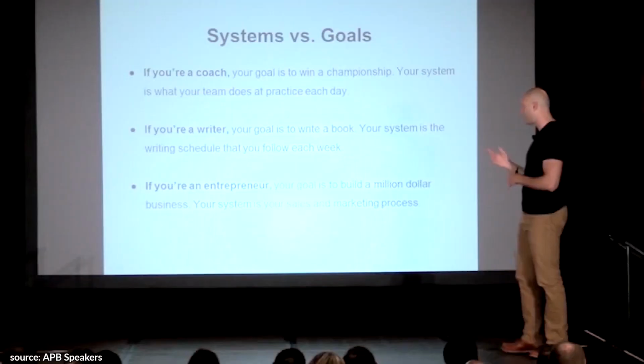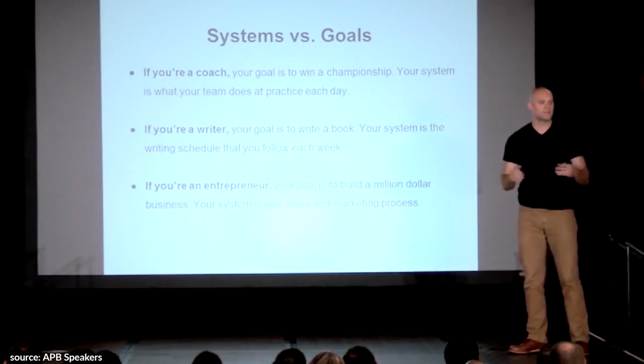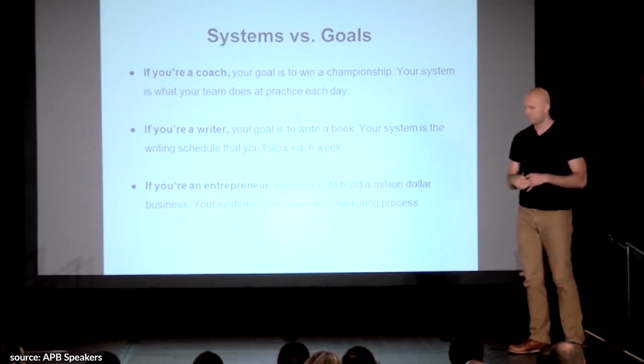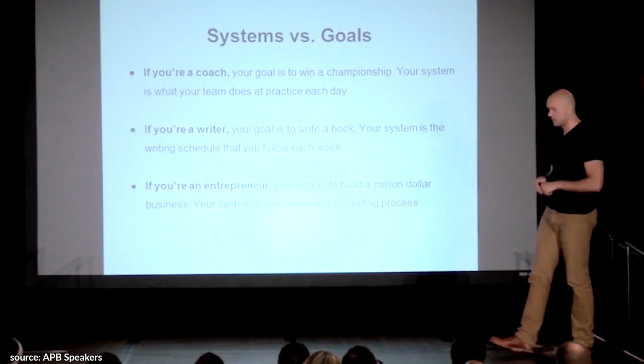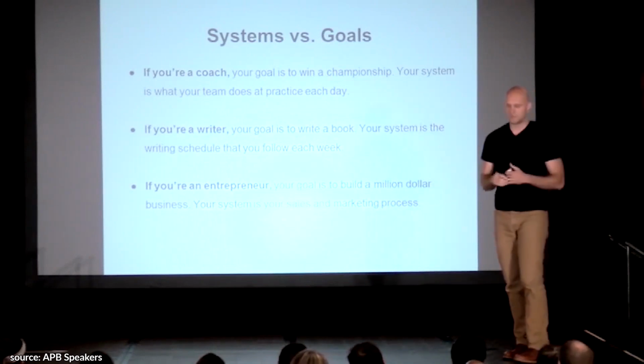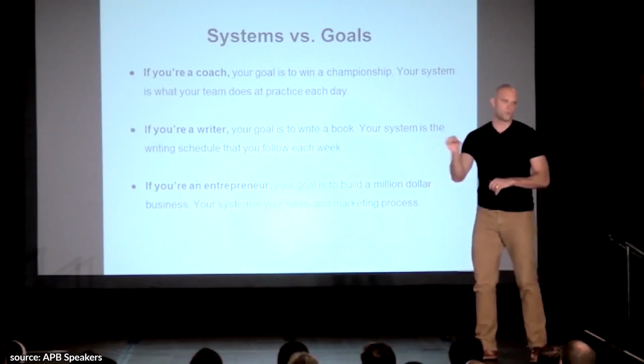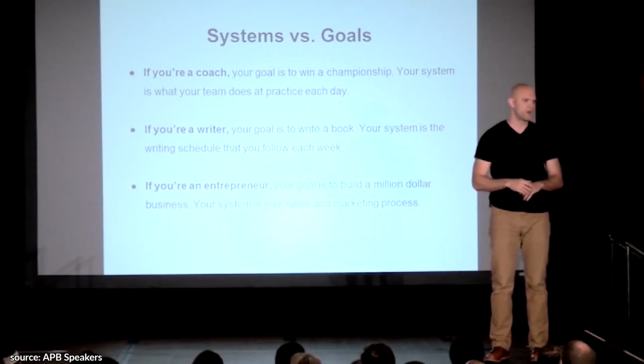Here are some examples. If you're a coach, your goal is to win a championship, but your system is what your team does at practice each day. If you're a writer, your goal might be to write a book, maybe even write a best-selling book, but your system is how you write each week, the schedule that you follow. If you're an entrepreneur, your goal could be to build a $1 million business or a $10 million business, but the system is the sales and marketing process that you have. The systems are what actually make the difference. They're what drive the results.